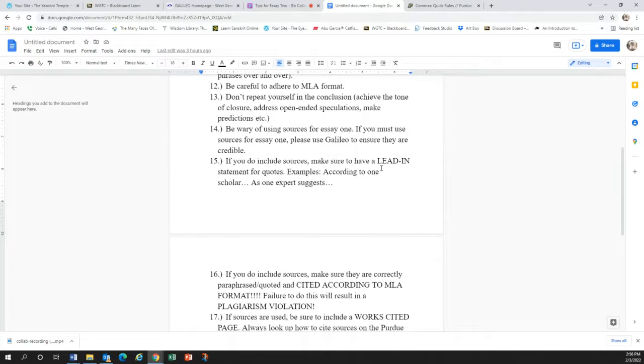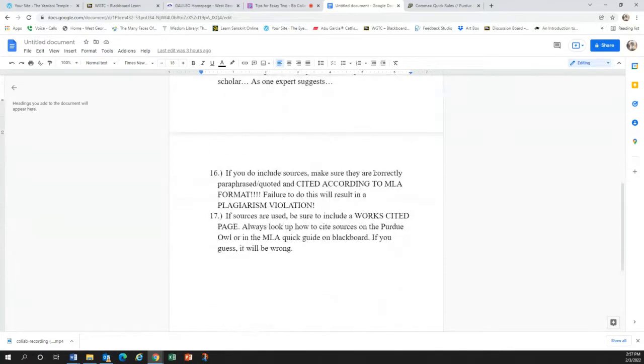You always want to have a lead-in statement, such as, "according to one scholar," or "as one expert suggests," and then you include the quote, and that gives me some frame of context. I know, oh, okay, this is a quote from an expert or a scholar, so that's why they're including this. It's not just something that comes out of the sky. It's called an alien landing, I refer to it. You'll hear me say that again.